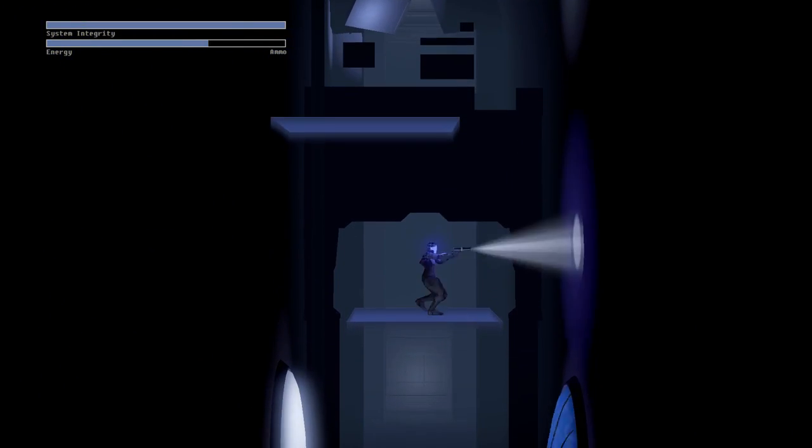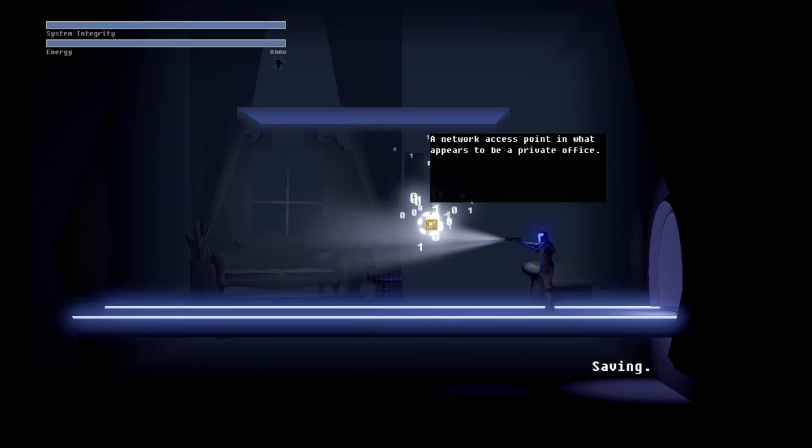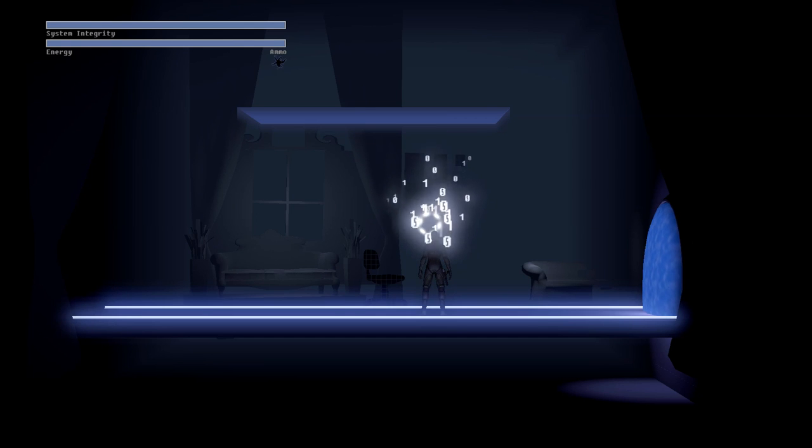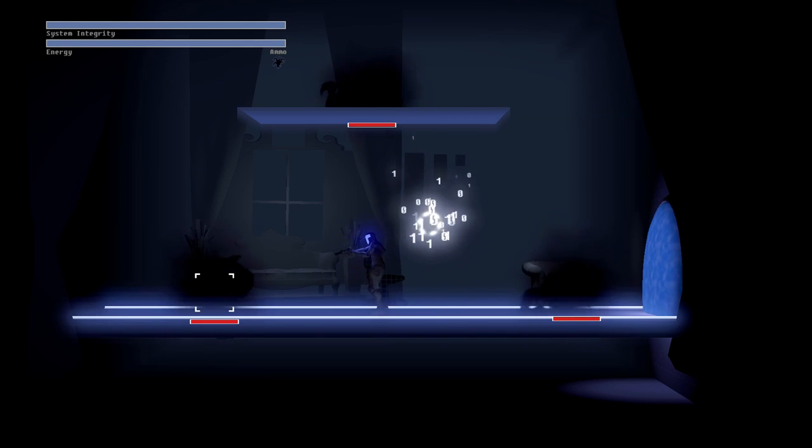Oh. There we go. Okay, so. Was it up here? There it is. Okay, so that's what that deal is about. Network access in what appears to be a private office. Fancy private office.